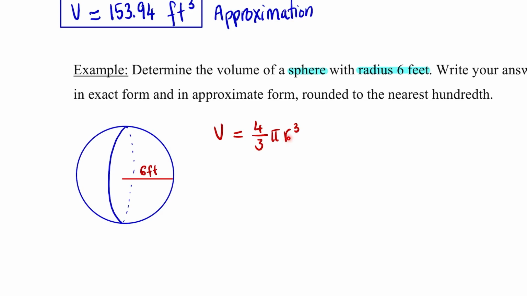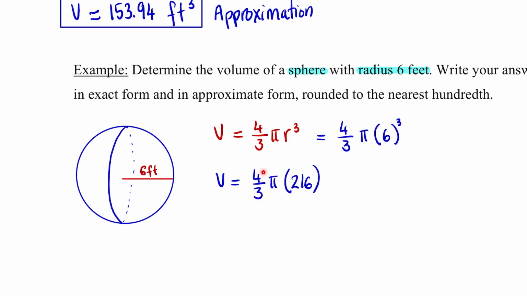I will substitute r with 6. I have 4/3 times pi times 6 to the third power. 6 to the third power is 6 times 6 times 6. Not 18. It's not 6 times 3. It's 6 times 6 times 6, which is 216. So this 216 is from 6 to the third power.